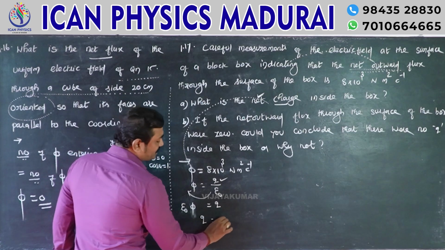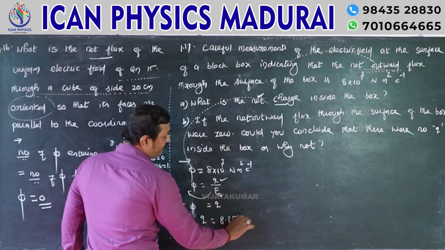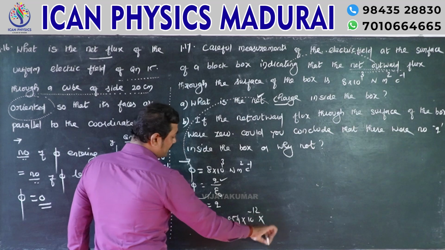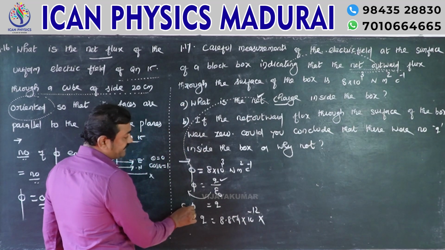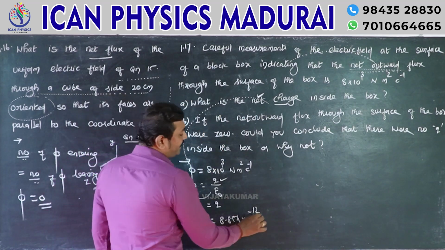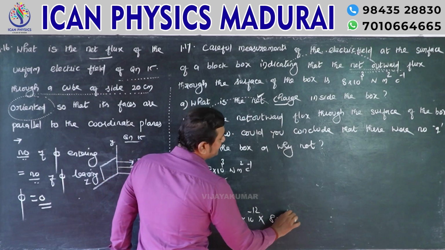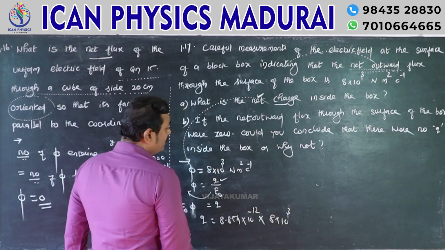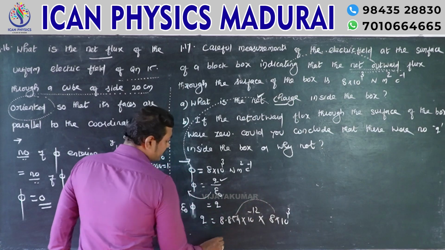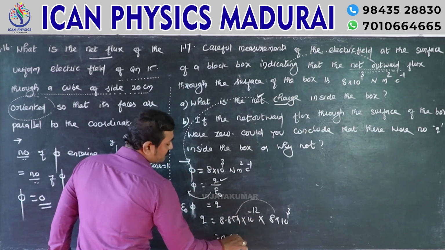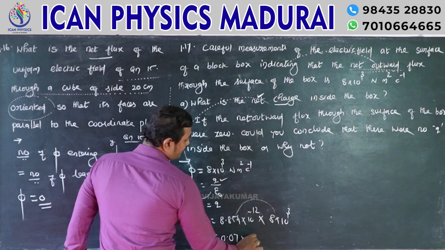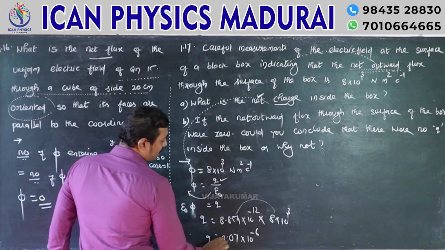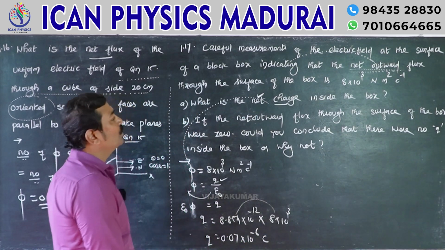What is the value of epsilon 0? 8.854 into 10 to the power minus 12 into phi. What is the value of phi? 8 into 10 to the power 3. When you multiply this, it becomes 0.07 into 10 to the power minus 6 is the charge. Unit of charge is coulomb.